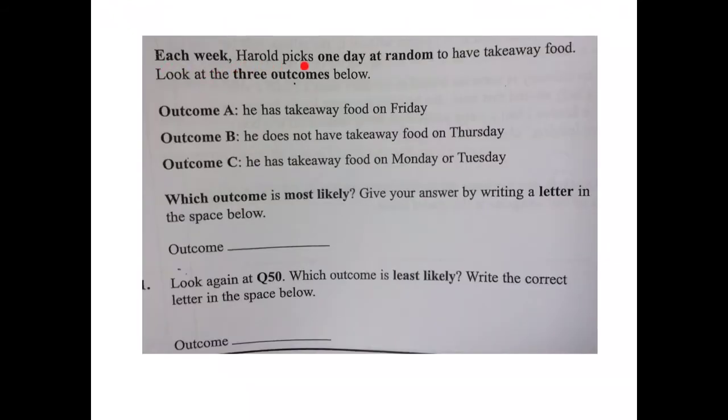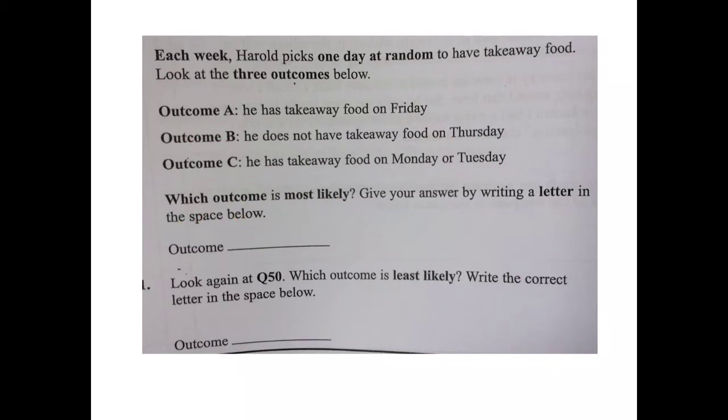Each week, Harold picks one day at random to have takeaway food. Look at the 3 outcomes below. Outcome A, he has takeaway food on Friday. Outcome B, he does not have takeaway food on Thursday. Outcome C, he has takeaway food on Monday or Tuesday. Which outcome is most likely? Give your answer by writing a letter in the space below.